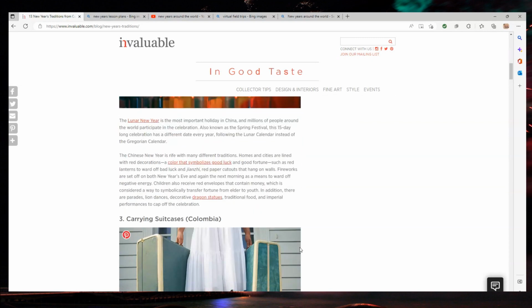Chinese New Year is rife with many different traditions. Homes and cities are lined with red decorations, a color that symbolizes good luck and good fortune. Red lanterns ward off bad luck, and red paper cutouts are hung on the walls.